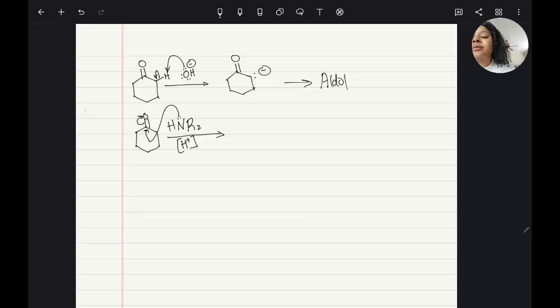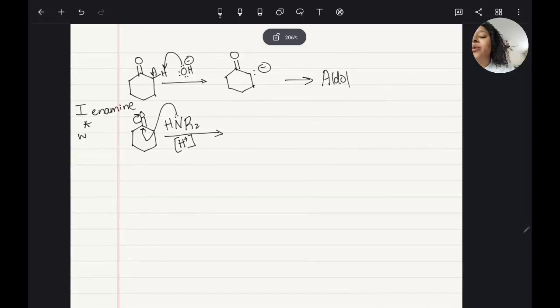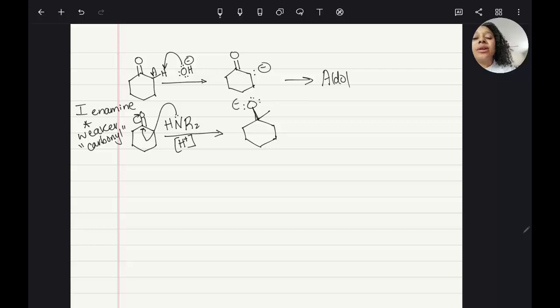So first, what I'm doing is making an enamine. And our enamine will help us to make a weaker carbonyl. So I'm putting carbonyl in brackets because it's not a carbonyl, but it's essentially masking a carbonyl. And remember, there could be multiple ways in which we do this mechanism. So I'm going to draw it one way, but we've talked about a couple of different steps that are also likely and possible.